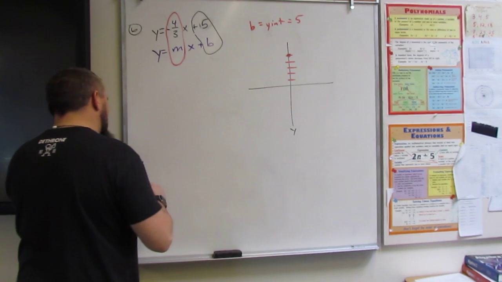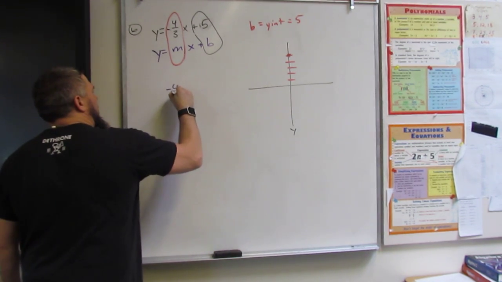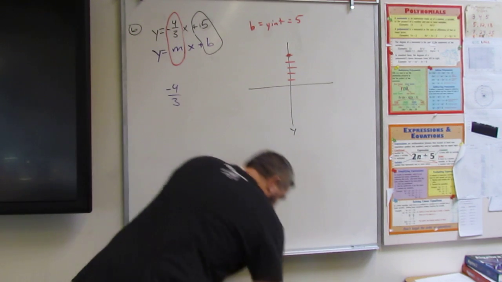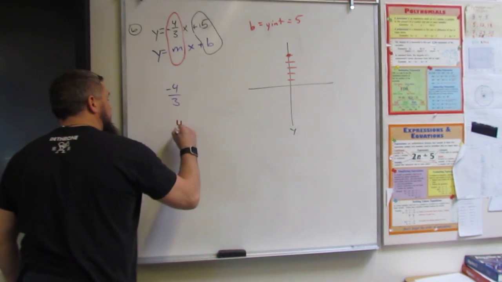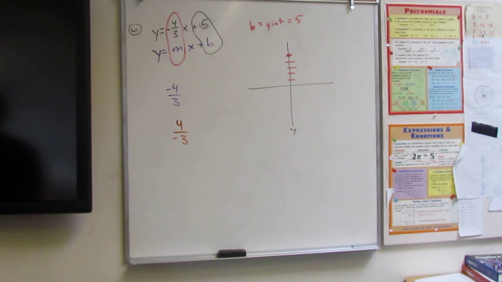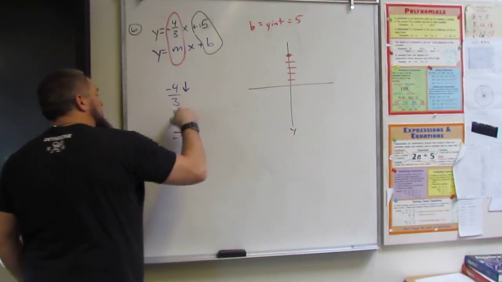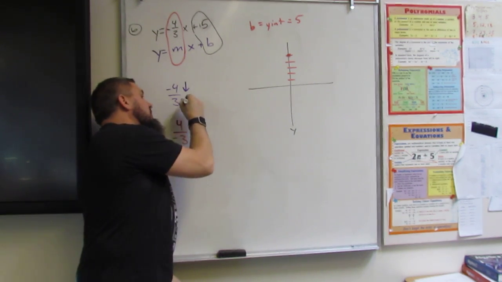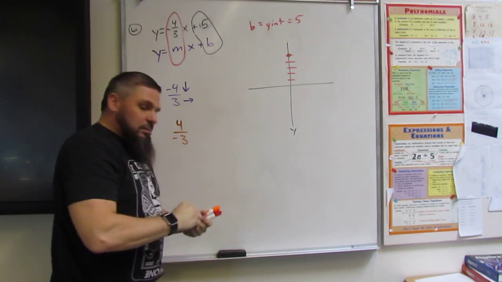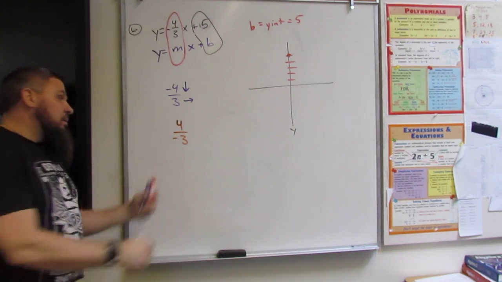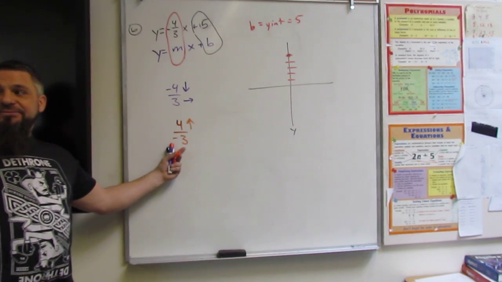Let's explain that. First way, let's do it in purple. Can this be negative 4/3? Yes. Can this be negative 4/3? Yes. Okay? So let's explain these. Is this up or down? Is this right or left? Up or down? Right or left? Left.